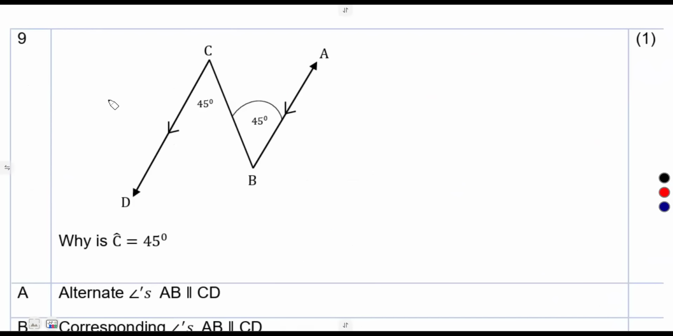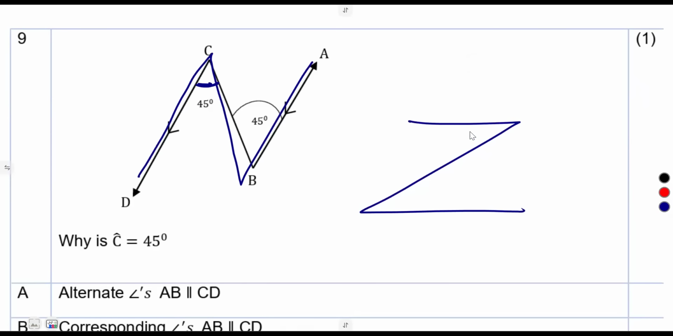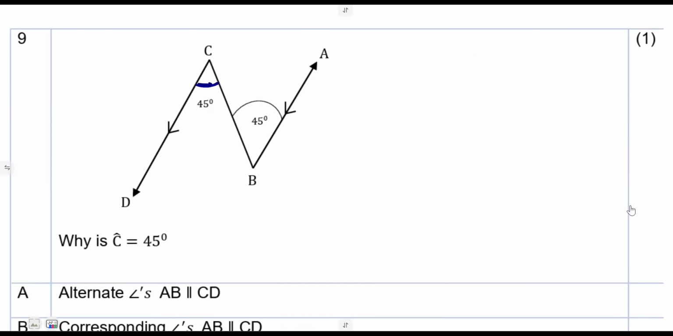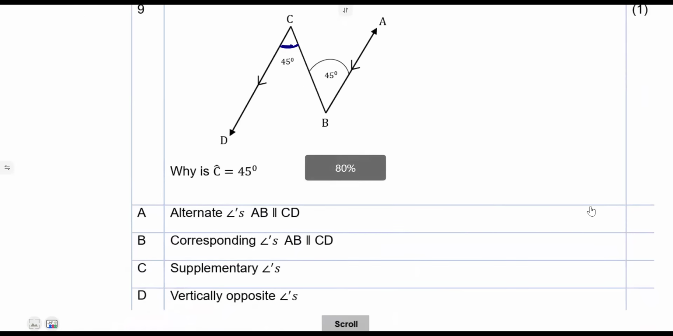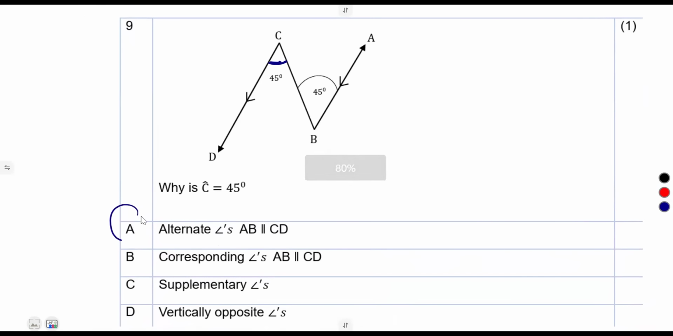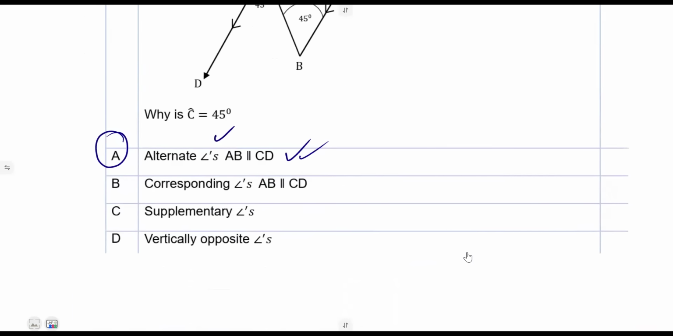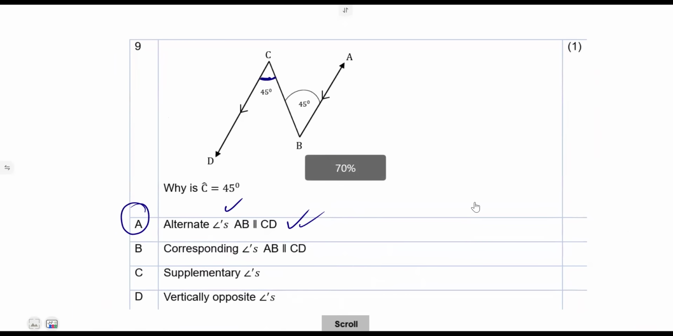On number 9, we are given that C is 45 degrees. Why is this angle 45 degrees? As we can see, these lines are parallel and we form what? A Z. Those are alternate angles where we form a Z. Alternate angles are what? Equal. So the best answer is going to be alternate angles. All right. So the alternate angles is there on A. Alternate angles as AB is parallel to CD. Okay, that's correct. That is what we had on this one.